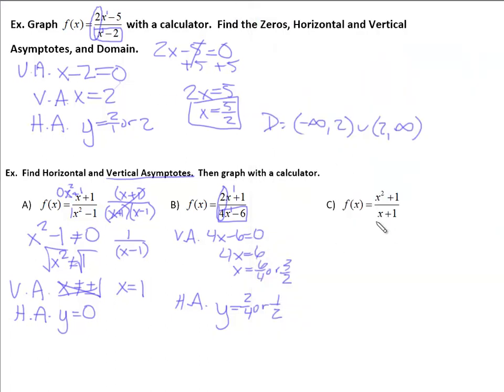Okay, our last one, vertical asymptote. So what's going to make the bottom equal 0? So when does x plus 1 equal 0? Subtracting 1, we know that's when x is -1. So there's my vertical asymptote.